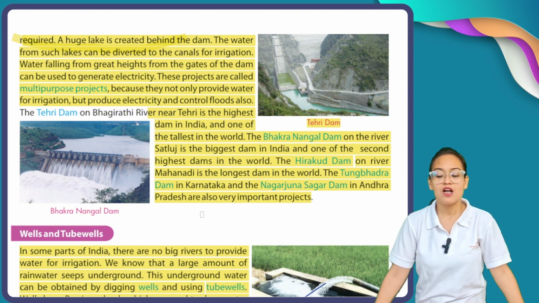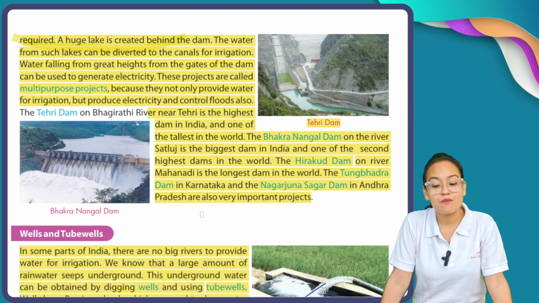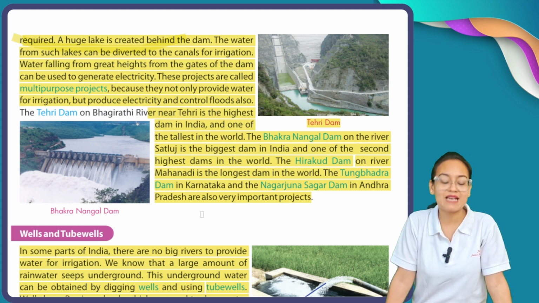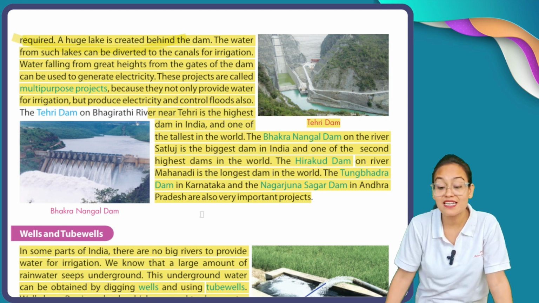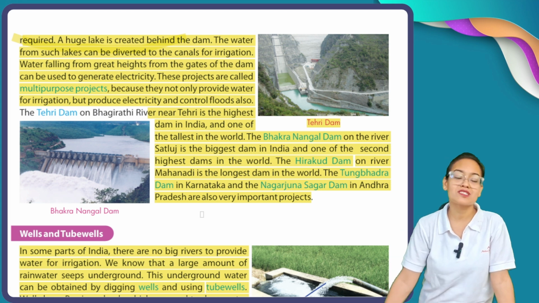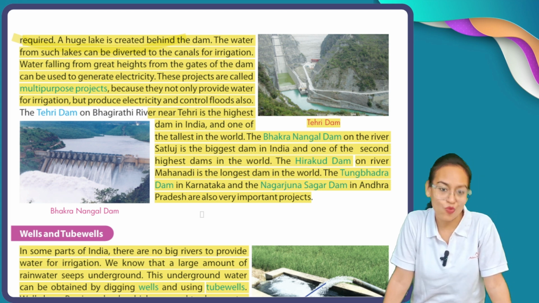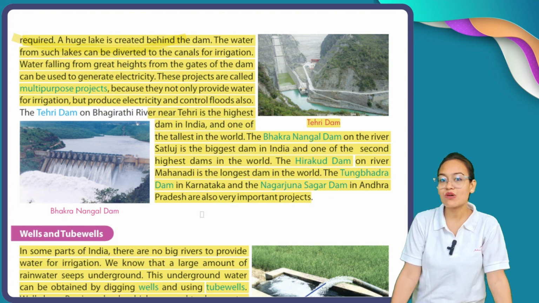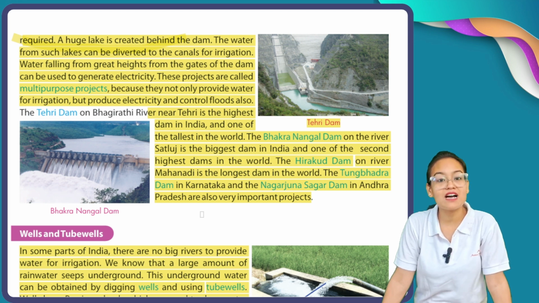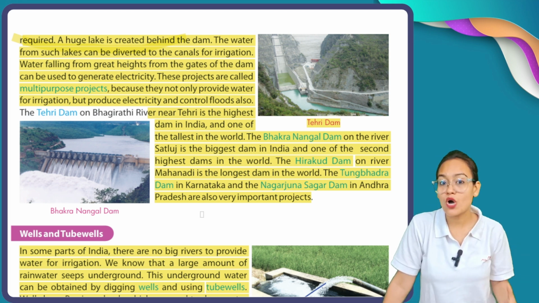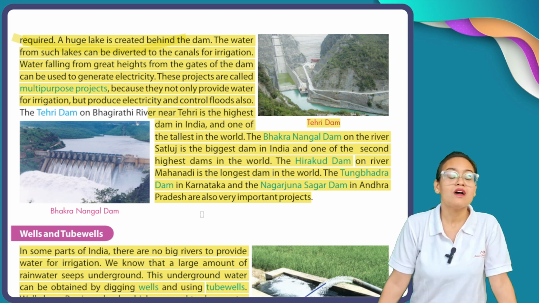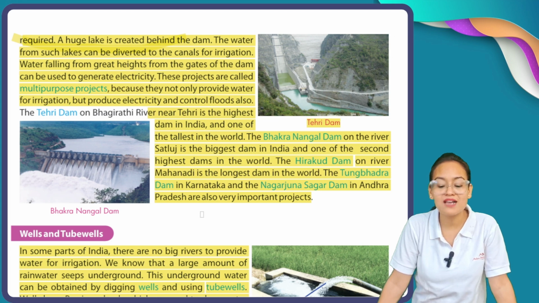After Tehri Dam, we also have Bhakra Nangal Dam. Bhakra Nangal Dam is constructed on the river Satluj, and it is the largest dam of India and also the second highest dam in the world. After that, the Hirakund Dam. Hirakund Dam is the longest dam not only in India but in the whole world. The Hirakund Dam is constructed on the Mahanadi River.